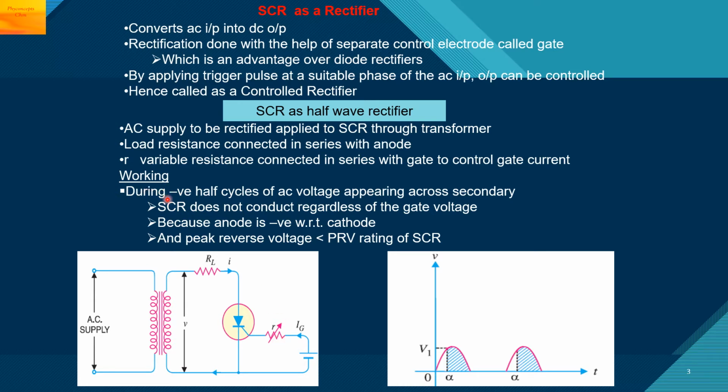Working. During the negative half cycles of the AC voltage appearing across the secondary, the SCR does not conduct regardless of the gate voltage. Hence there is a gap here because this is a negative half cycle. The SCR does not conduct because the anode is negative with respect to the cathode, and the peak reverse voltage is less than the PRV rating of the SCR.